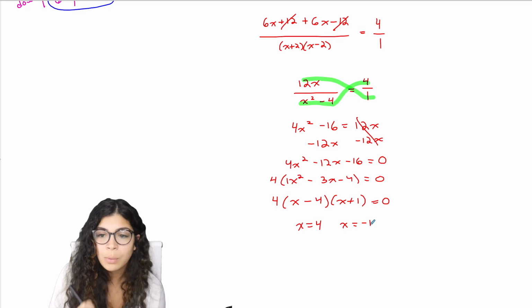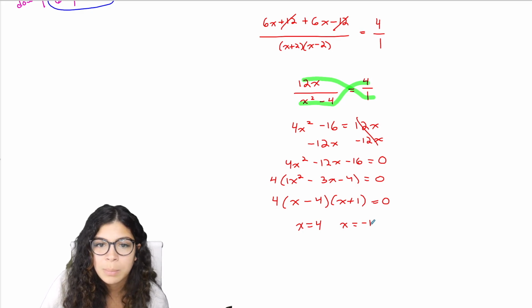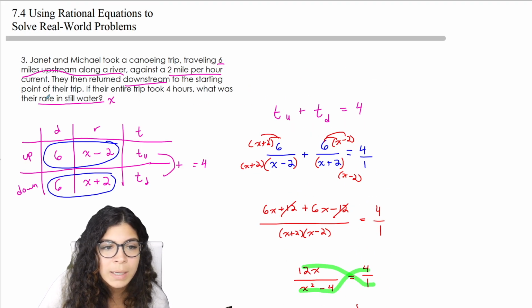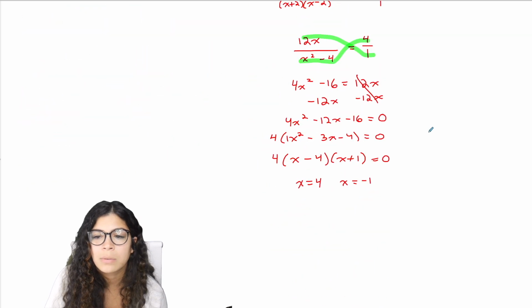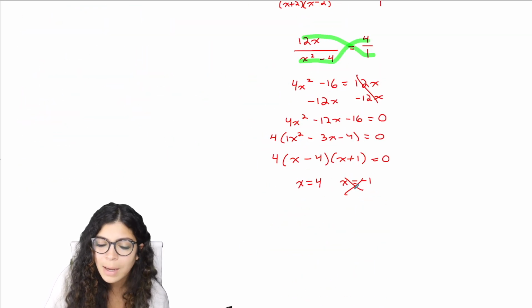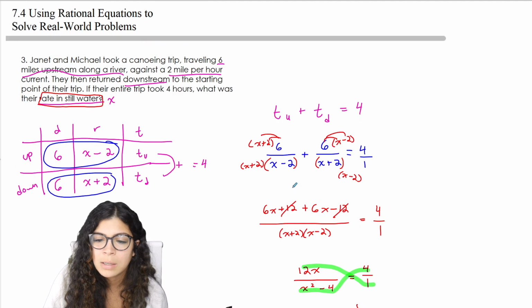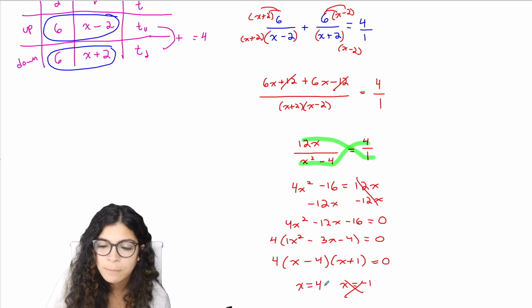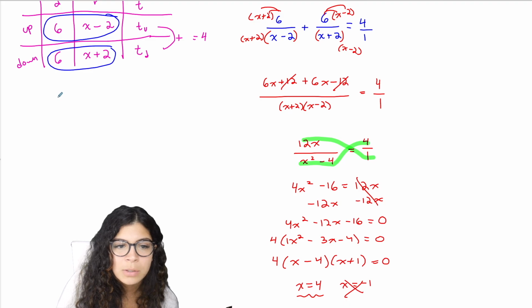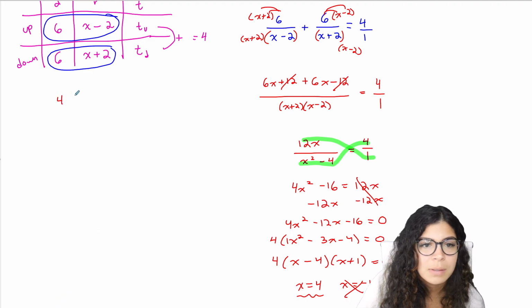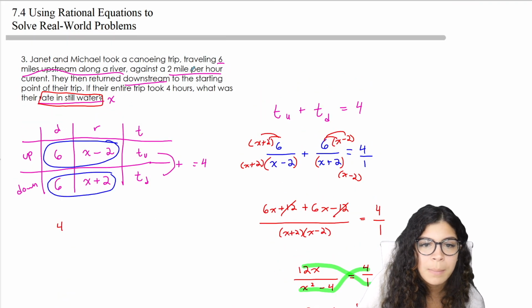Now, this is a real world problem, right? So what does x represent? Well, x represents the rate of still water. Can you have a negative rate? You can't have a negative speed. So this one gets tossed out, and our solution is 4. This is our valid solution. So the rate of still water is 4, and I believe this is in miles per hour as well. Yep, miles per hour. So the rate of still water is 4 miles per hour.